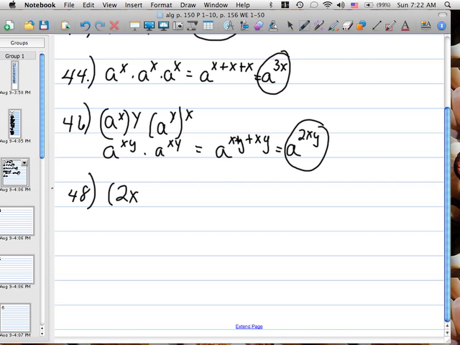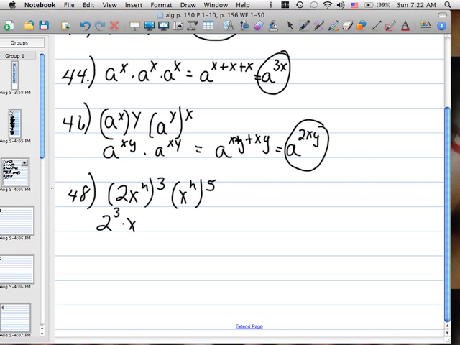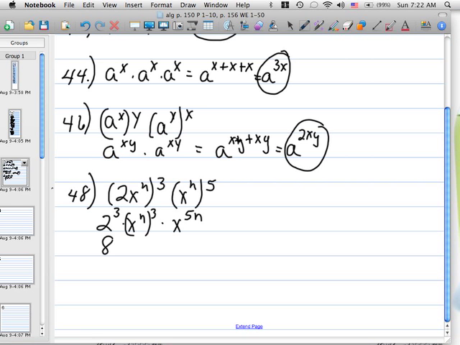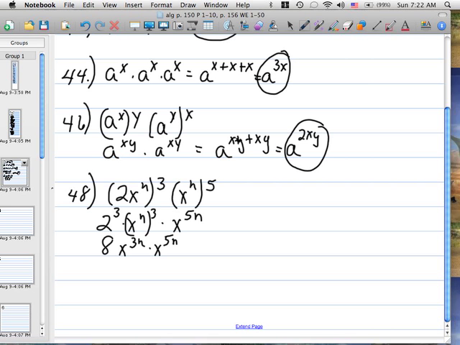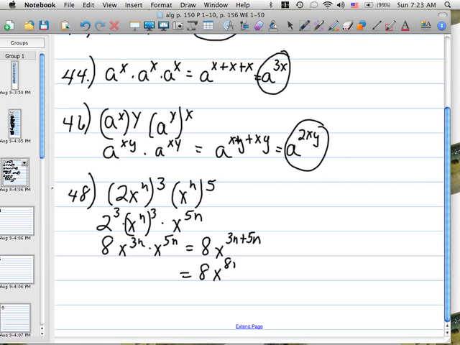48, we have 2x to the nth power taken to the third, and x to the nth taken to the fifth. Everything inside is taken to the third power. And here it's just multiply your exponents, you get x to the 5n. Here we have 2 to the third, which is 8. Multiply your exponents, we have x to the 3n times x to the 5n. So that's 8 times x to, we could add our exponents, 3n plus 5n, which gives us 8x to the 8n.